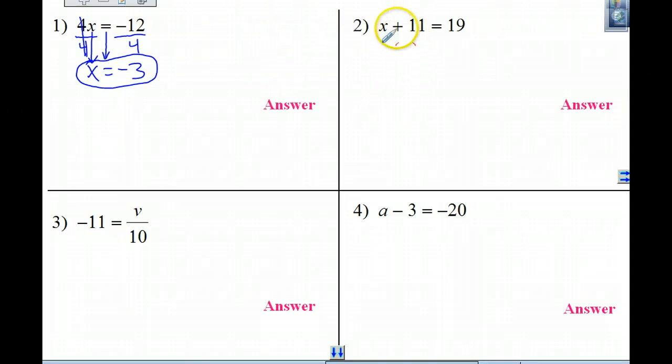Same idea on number 2. We have what number plus 11 is 19? Okay. What's the opposite of add 11? All right. So underneath this the plus sign should be minus sign. All right. Underneath the 11 should be the 11, and the numbers should line up.